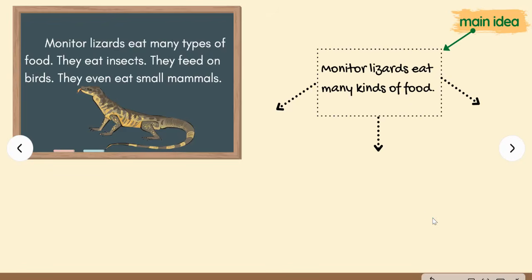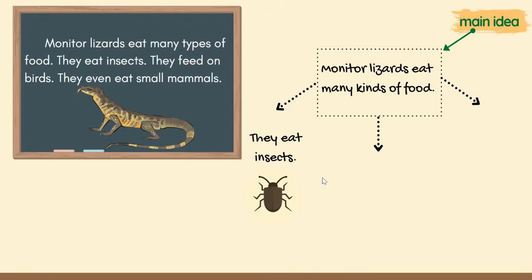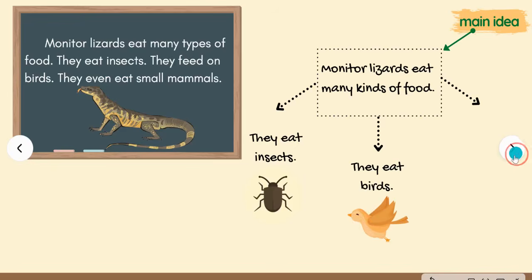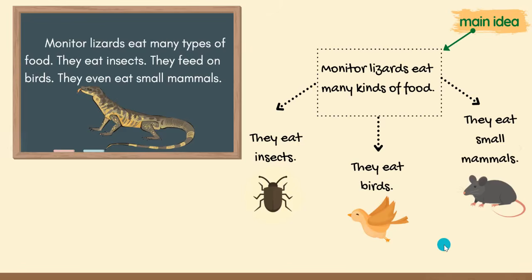One of the details in the passage says they eat insects, so we'll put the first detail here. Another detail or example that talks about the kind of food monitor lizards eat is they eat birds. And the last detail or example of what monitor lizards eat is they eat small mammals.